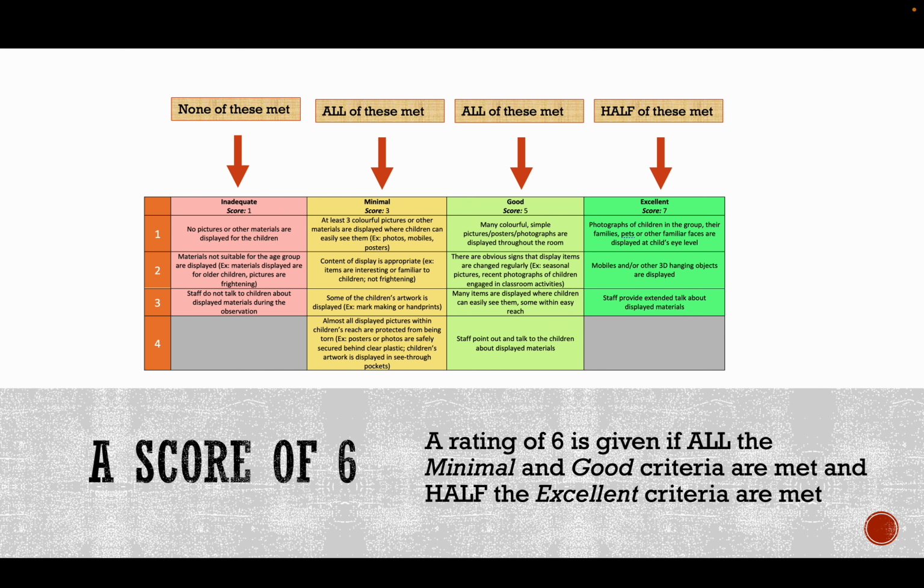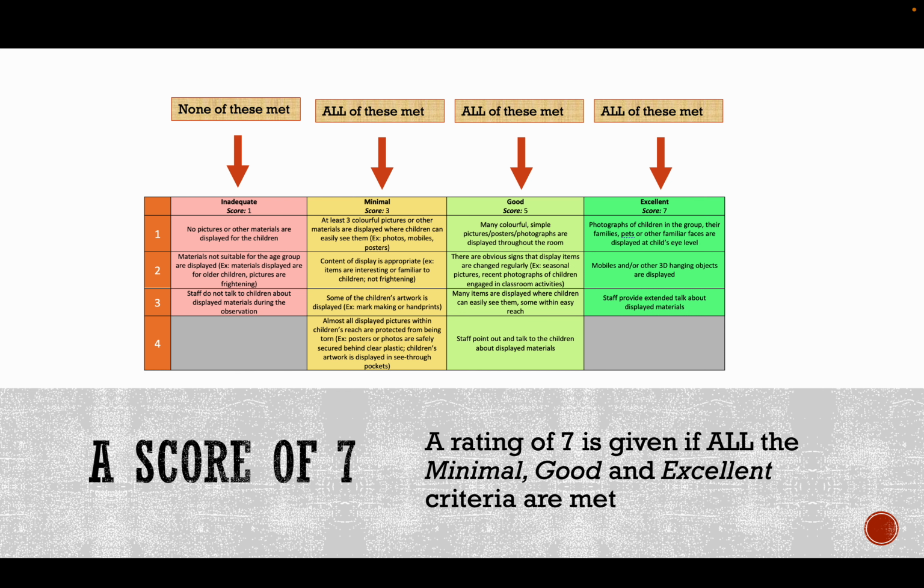So you would need to meet all of the good plus 2 of those listed under the excellent criteria, and that would bring you out at a score of 6. And to get the excellent score, you would need to meet all of the criteria at minimal, all of the criteria at good, and all 3 of those criteria listed as excellent.